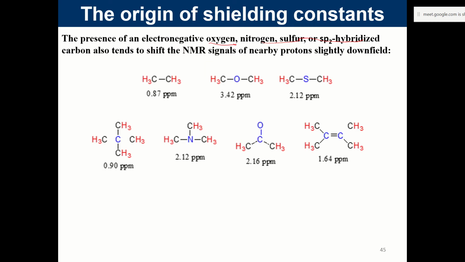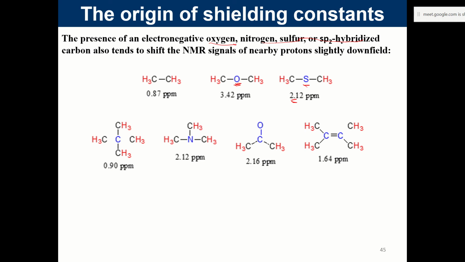Downfield shift means a high value of chemical shift. So it is an inverse relation, you need to keep this in mind. When we say downfield, you are moving to lower magnetic field. You need to lower the magnetic field to bring it to resonance. And when we say upfield, that means you need to apply a greater amount of external magnetic field.